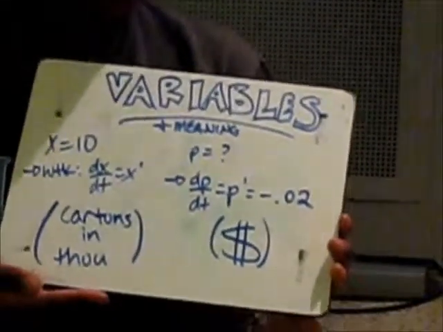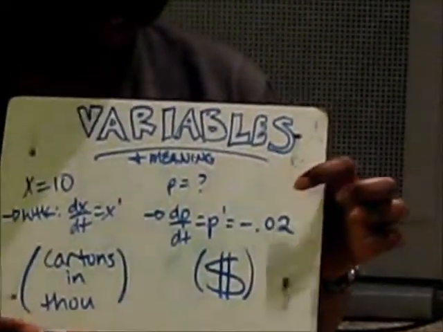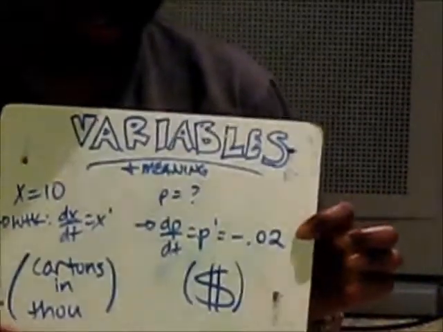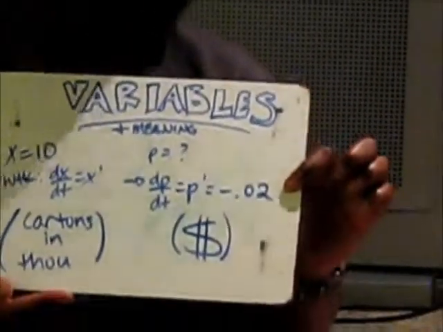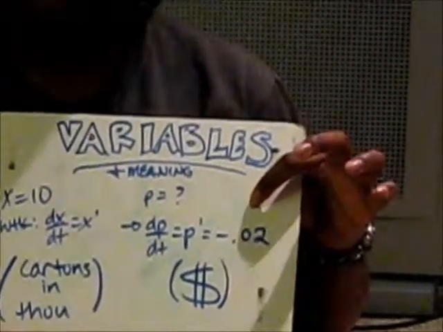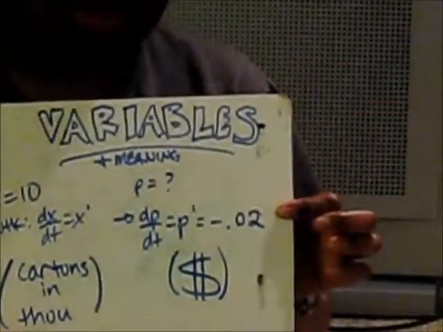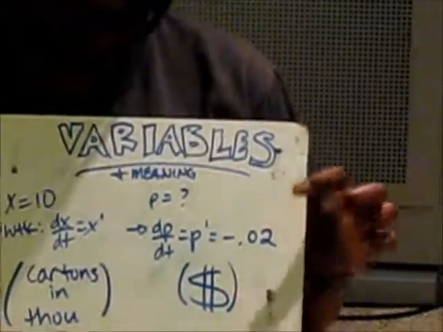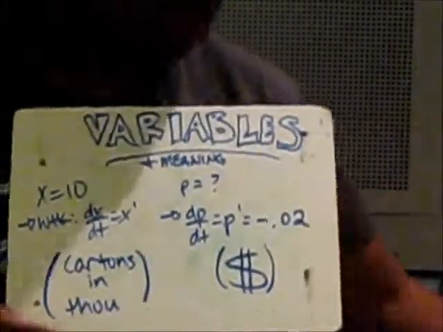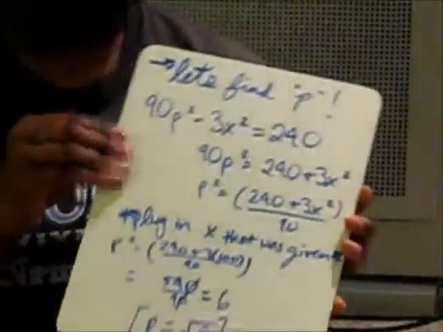In this problem, you aren't given p, but you are given p prime, which is dp/dt. We already solved for it on the other board. It's negative 0.02 because it has to be in relation to dollars. So the first thing we need to do is solve for p, which we can do by using the original equation we're given. Let's solve for it.